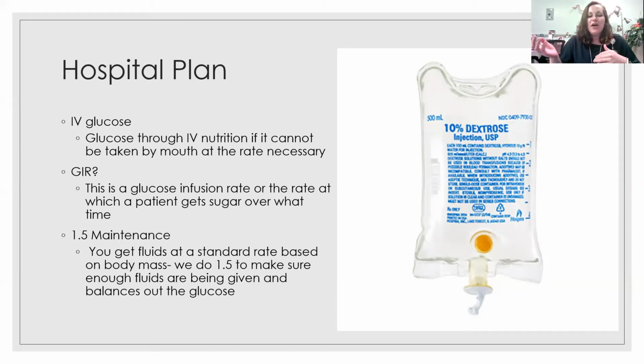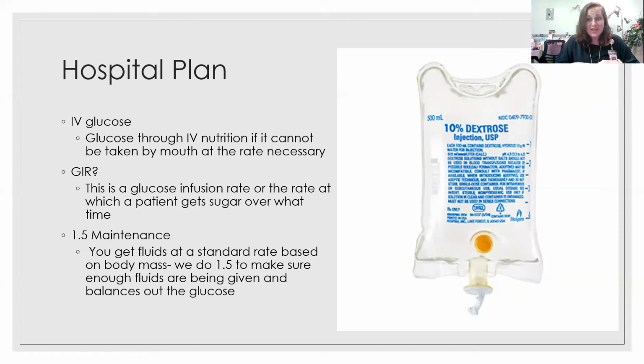But then they might put you on what we call 1.5 maintenance. So a maintenance dose is a typical dose for a typical body mass. So what you would give any person who walks into a hospital and needs this, we give them that dose. That's considered maintenance. When we do 1.5 maintenance, that's 1.5 times the typical dose. So that's what you're going to do when we want to make sure you have enough glucose and enough fluids.